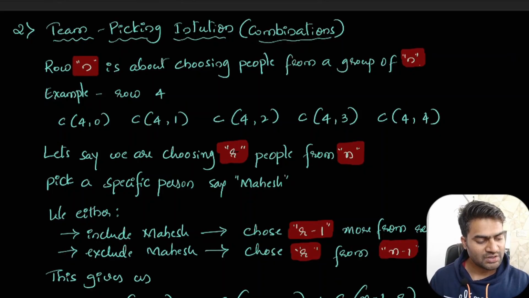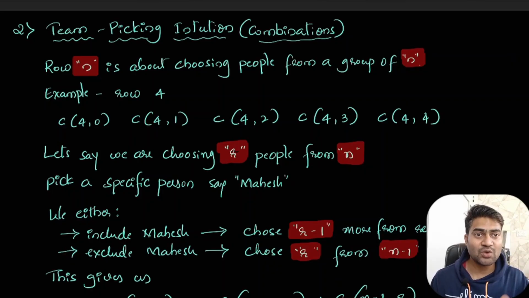So now if you see, this approach is called team picking approach basically. So it uses combinations. Now if row n is about choosing people from a group of n people, okay, so assume there are n people in that particular row and you need to pick people.